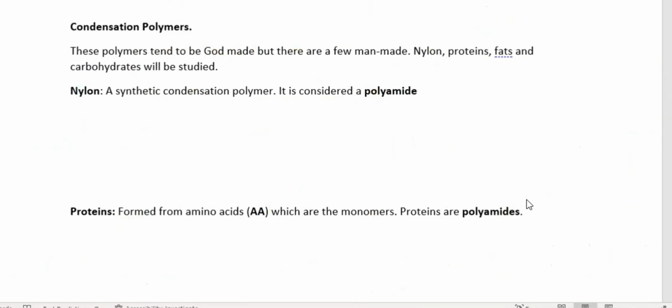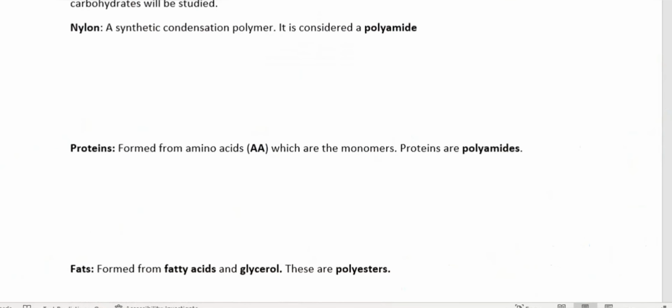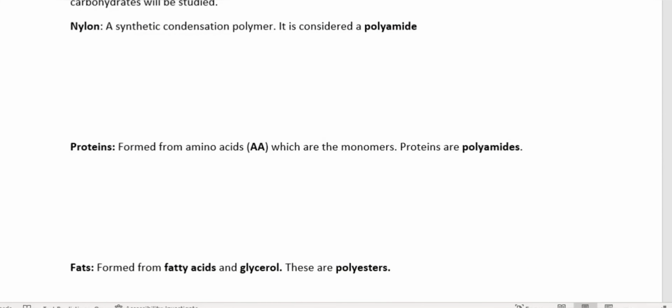The next polymer is proteins. Now look at what it says about proteins. It says proteins are from amino acids, which are monomers. The amino acids are the monomers, and proteins are polyamides. You see that? So proteins and nylon have the same structure. They have the amide functionality. So they have that link right there.